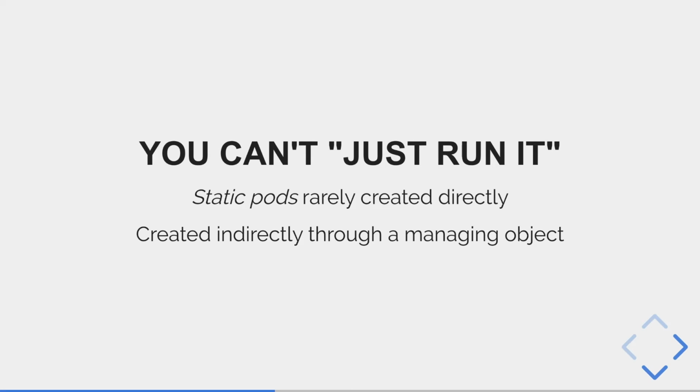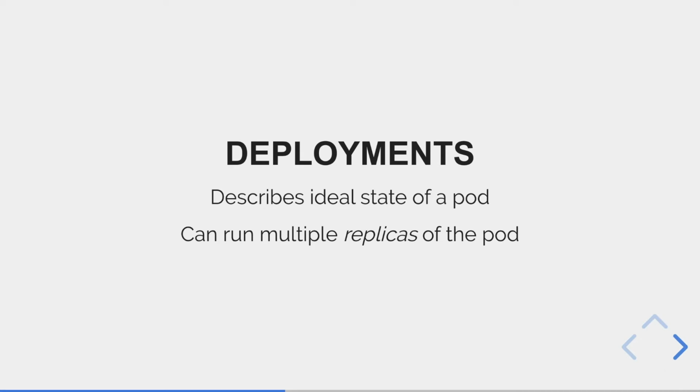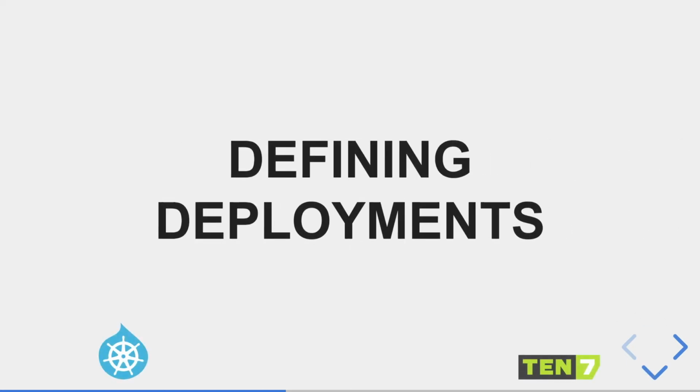Instead, you want to create them indirectly through a managing object. One of these managing objects is called a deployment. A deployment describes an ideal state of a pod and can run multiple replicas of that pod. So let's say that you have a web application that you're running, like Drupal, and you want to have at least 3 web front ends. Every front end has Varnish and it has Apache. So Varnish Apache, Varnish Apache, Varnish Apache. 3 different copies of it. That is 3 replicas of the same pod that has 2 containers in it. With me so far? So how do we define these deployments?